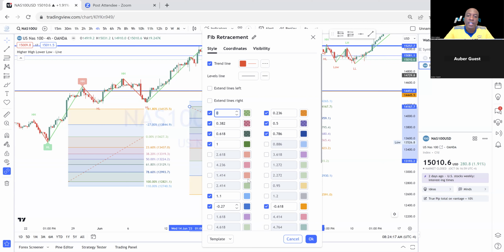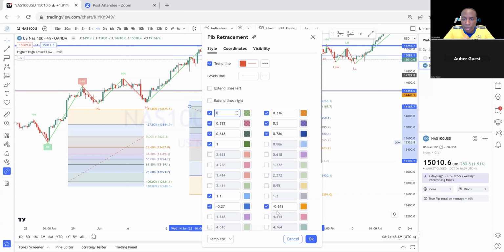Okay. Then on the other side, I have my 23.6%, excuse me. Then I have my 50%. Then I have my 78.6%. Then I have my minus 61.8%. All right. Those are the only levels. I have other things marked here. But like I said, for NAS 100, these are the levels that work for me. These are the levels that I'm interested in seeing. So these are the levels that I have checked here.